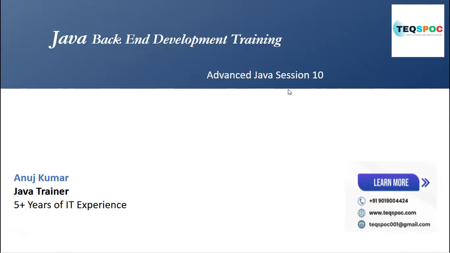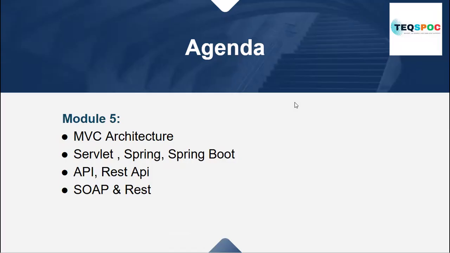So this is Advanced Java session 10. Today's class agenda is we will cover what is MVC architecture, what is Servlet, what is Spring, what is Spring Boot, what is an API, what is REST API. All of this we are going to cover in today's class.